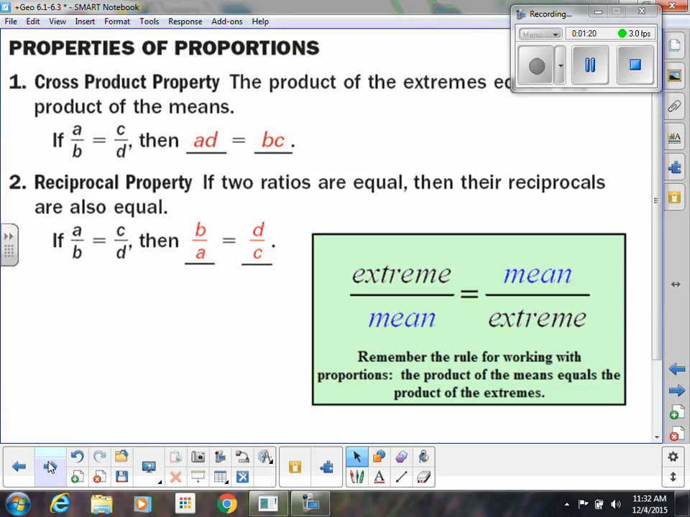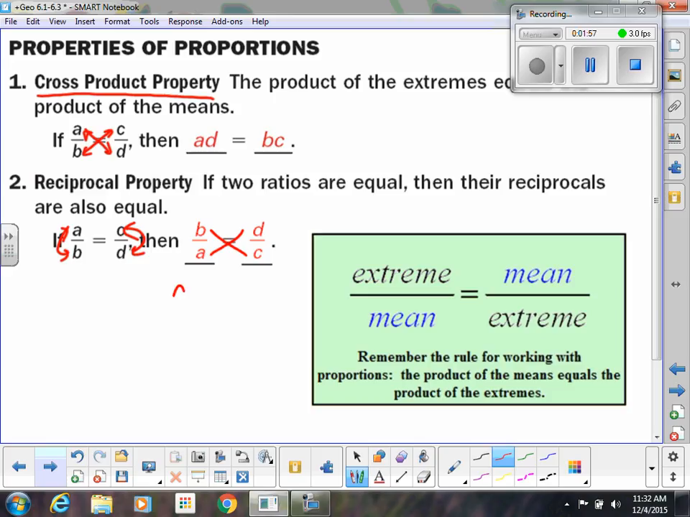Properties of proportions. We have the cross product property, and that means if I multiply along the diagonals, then I can set those diagonals equal to each other. That's usually how we solve proportions. So I would have A times D equal to B times C. We also have the reciprocal property. So if I have A over B equals C over D, then I can flip those fractions, so I can flip these around to be B over A equal to D over C. And if you think about it, it's because their cross products are really the same. This is still A times D equal to B times C.